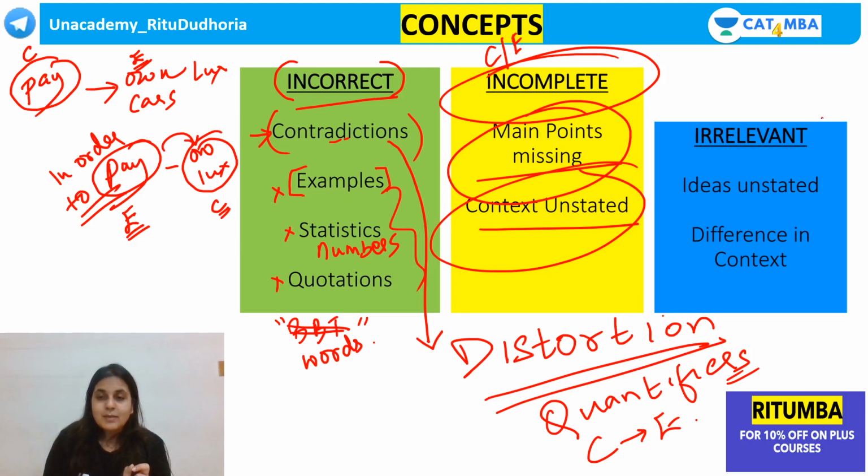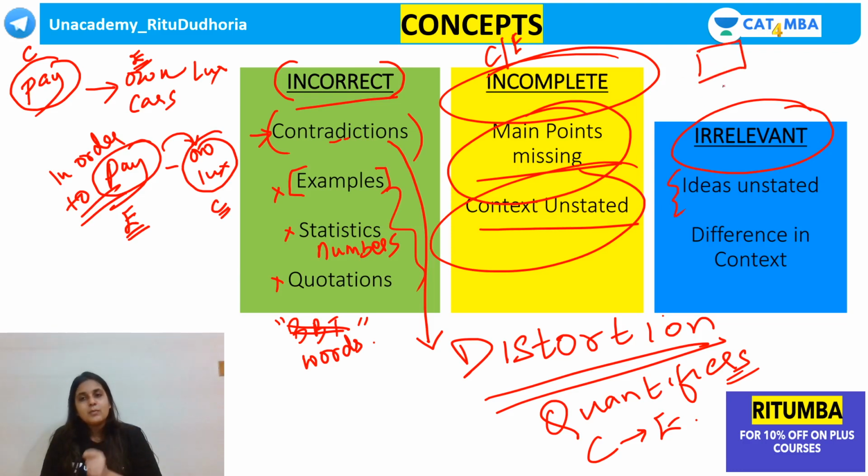Now, when do you call a summary irrelevant? Irrelevant, if it has extra ideas. Why is para summary an easy question? Because whatever is given in the passage, that is all we have to summarize. Nothing extra, nothing additional. So if there is any idea which is extra, if there is any idea which the author has not said, if there are extra points, extra suggestions, inputs, etc., immediately eliminate that option.